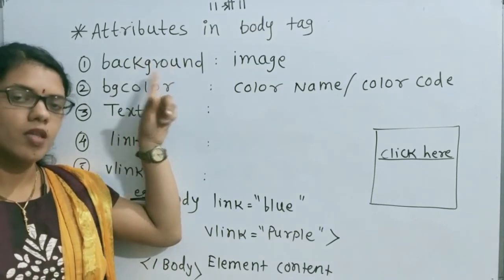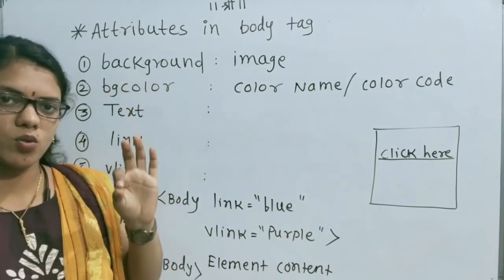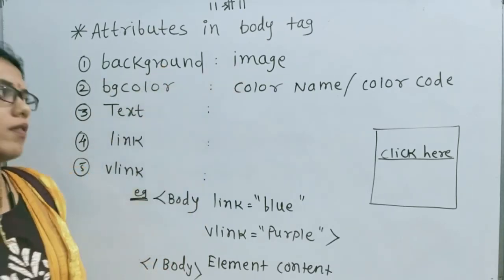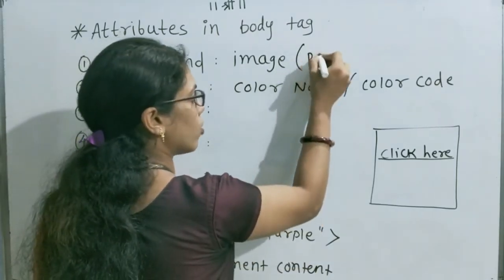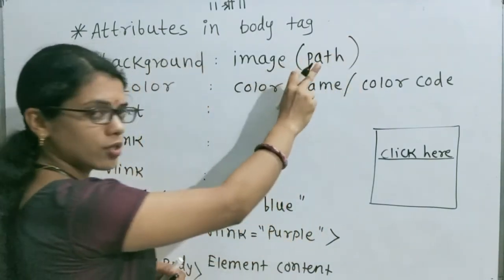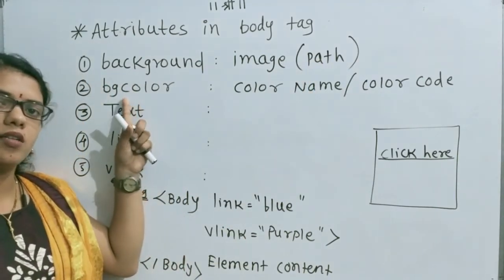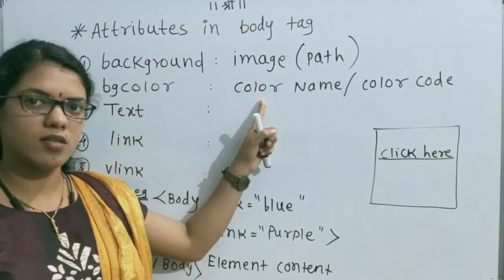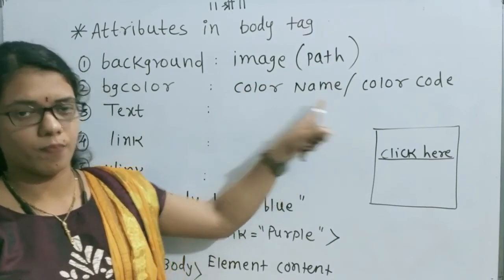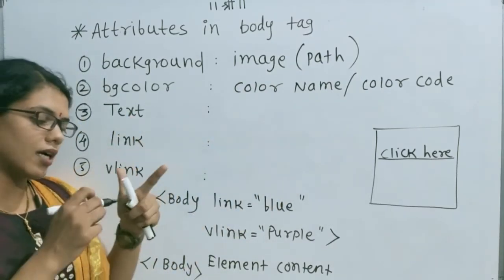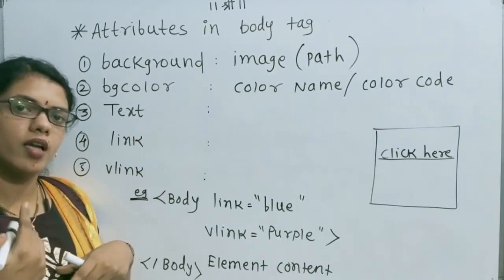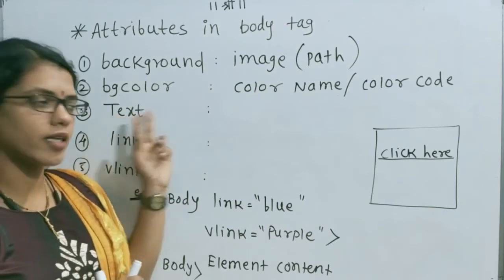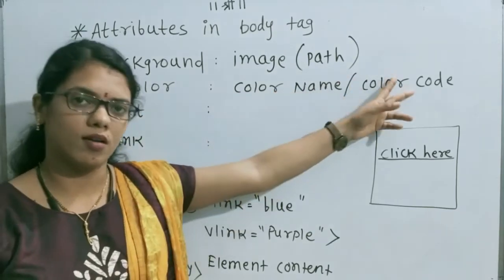The background attribute is used to set an image as the background of the web page. The value for the background attribute is the path of the image, the whole, complete path of the image. The bgcolor attribute is used to set the background color of the website. The value for the bgcolor attribute is color name or color code. Next attribute, the text attribute. The text attribute is used to give a color to only the text of the website. Same, the value for the text attribute is color name or color code.